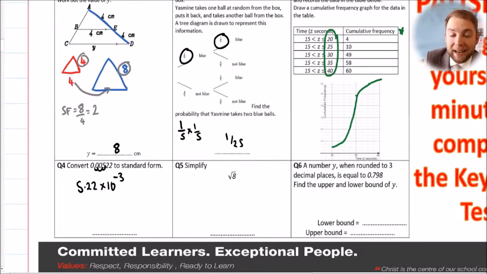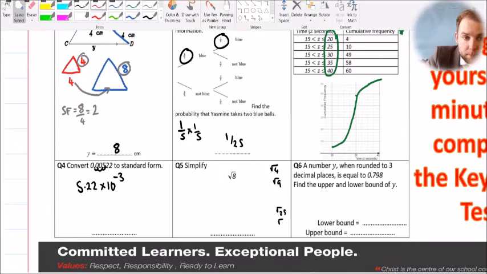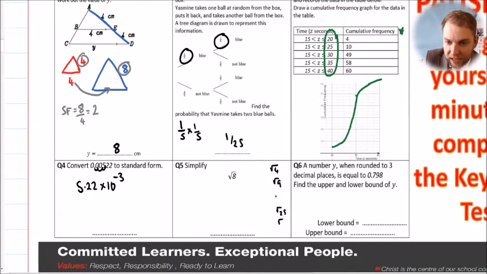With surds, I need to think about my square numbers, which is going to be root 4, root 9, root 25, root 36, I've missed 16, haven't I? Root 16. Okay, and I'm thinking about what square number goes into 8. Now here, I think it's quite straightforward, isn't it? You can see that it's 4. So it's root 4, root 2, and the square root of 4 is 2, so I write that as 2 root 2.